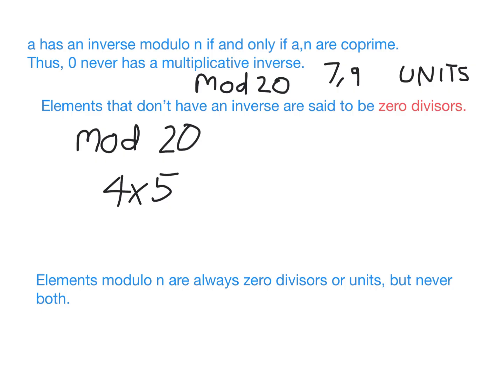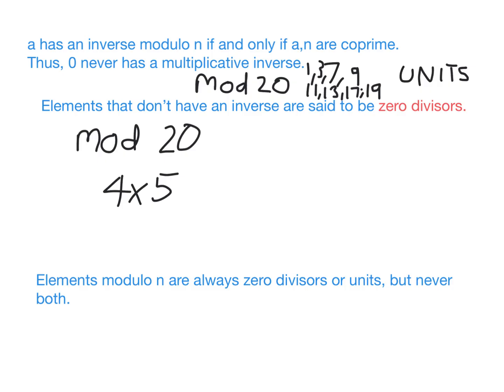Units are the numbers modulo n that have an inverse, and they are precisely the numbers that are co-prime to the modulus. So in mod 20, the units are all the numbers that are co-prime to 20. So 1, 3, 7, 9, 11, 13, 17, and 19. Those numbers are all units modulo 20. They all have an inverse modulo 20. But all the other residues, they are not units. In fact, they turn out to be zero divisors.